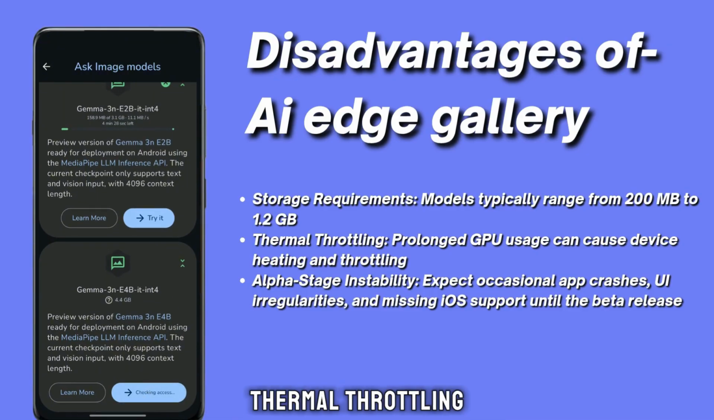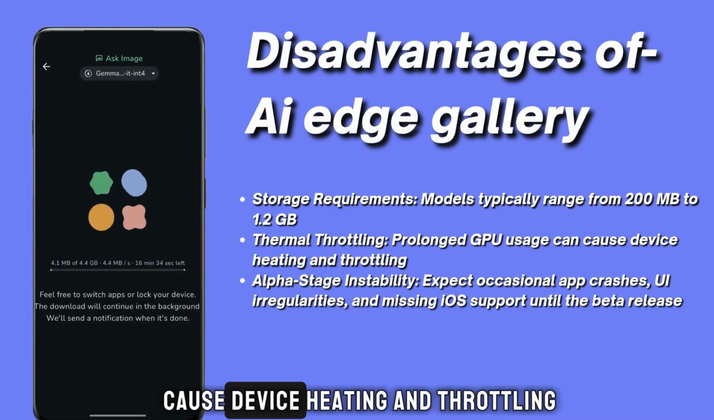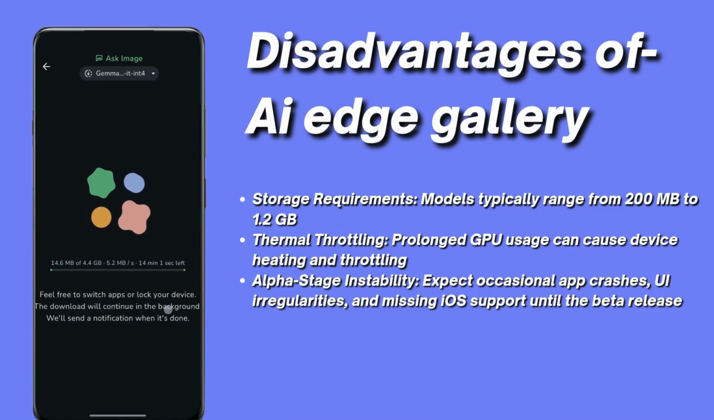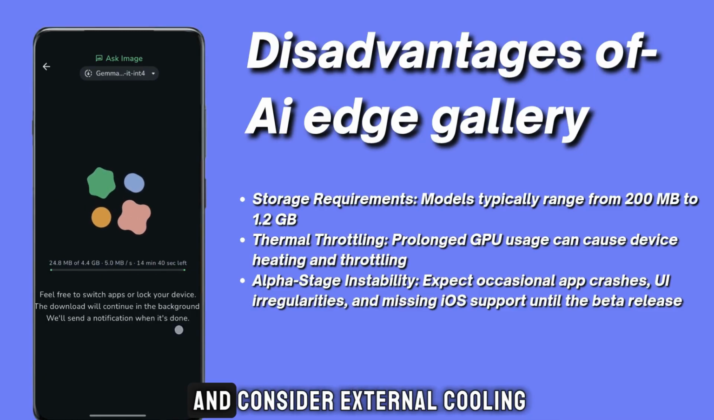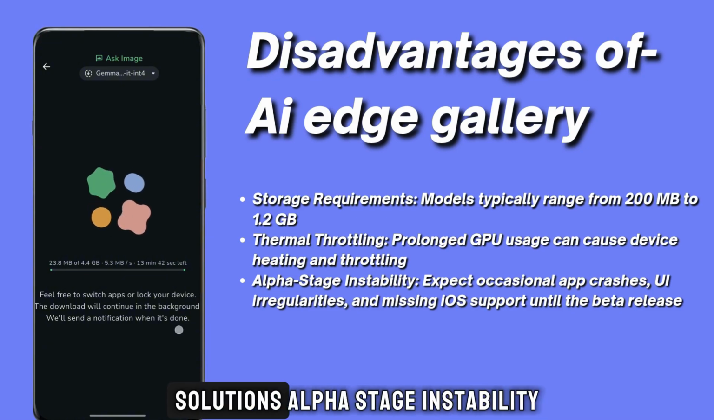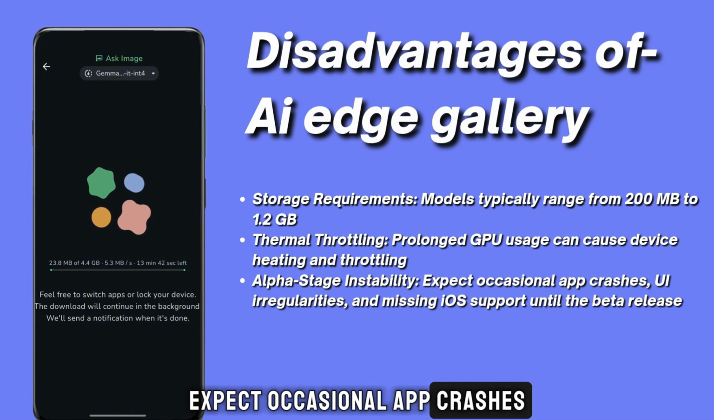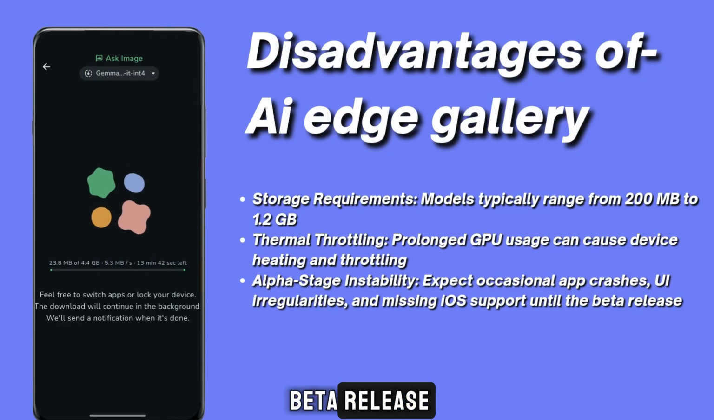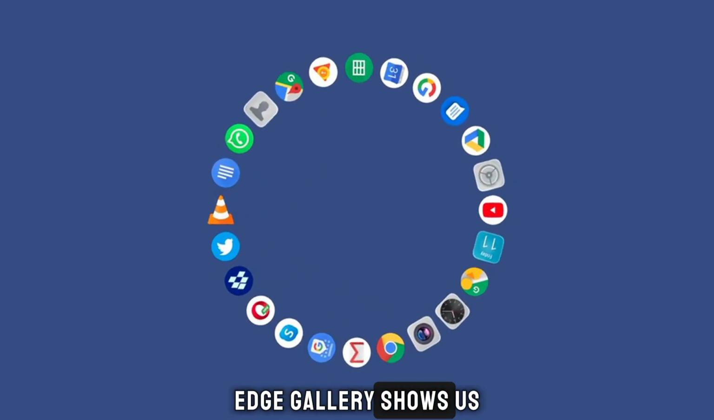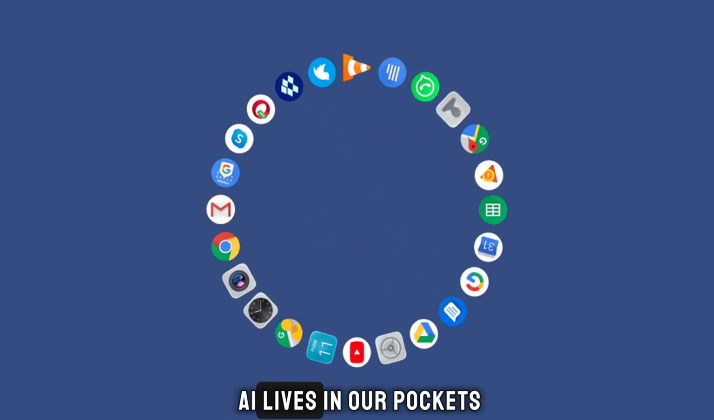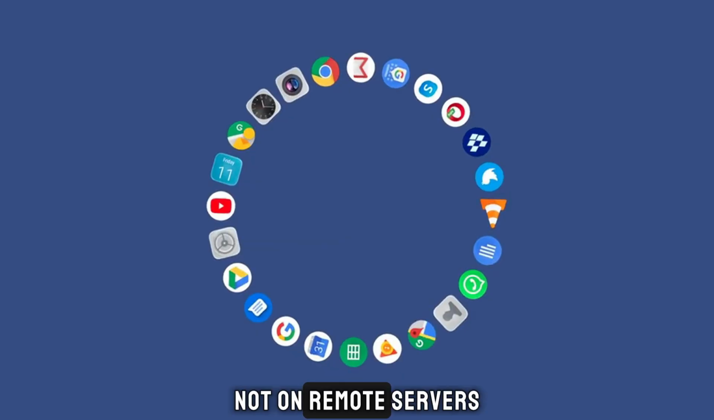Thermal throttling. Prolonged GPU usage can cause device heating and throttling. Users should monitor temperature and consider external cooling solutions. Alpha stage instability. Expect occasional app crashes, UI irregularities, and missing iOS support until the beta release. Google AI Edge Gallery shows us a future where powerful AI lives in our pockets, not on remote servers.